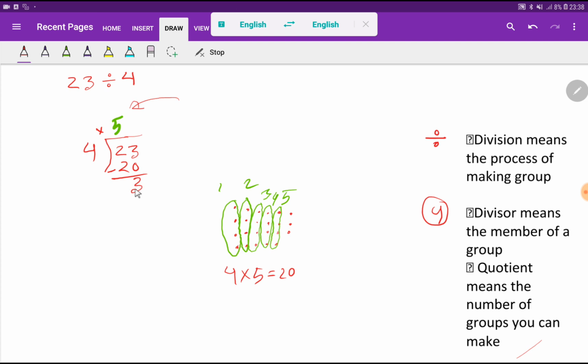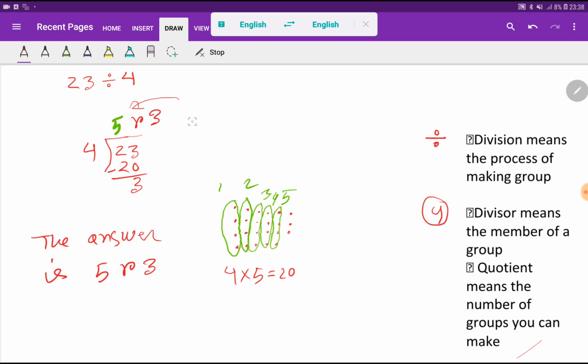If you subtract, then you will get 3. That is, you are getting 5 groups and you will have 3 remainder, right? So this is the answer. The answer is 5 remainder 3.